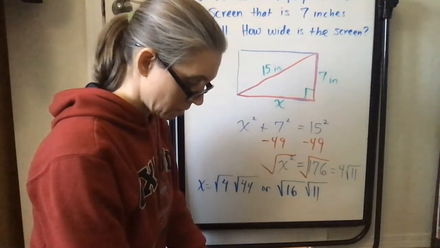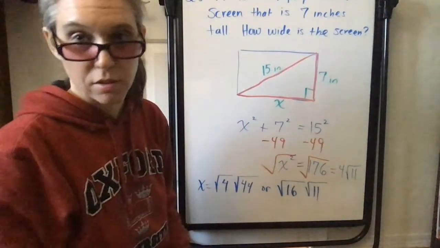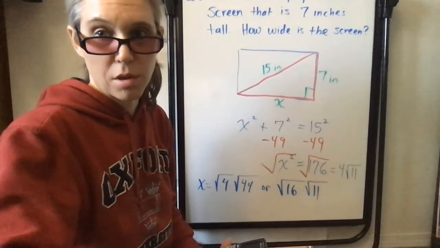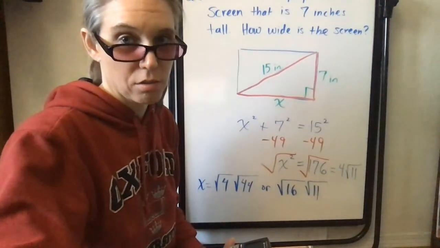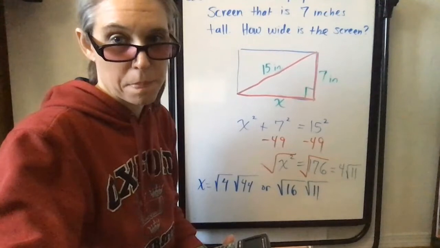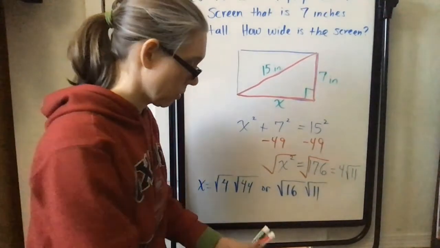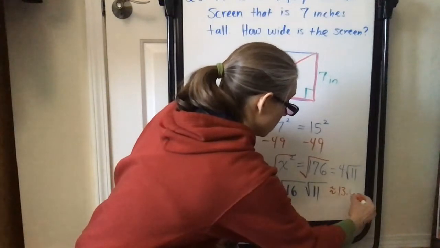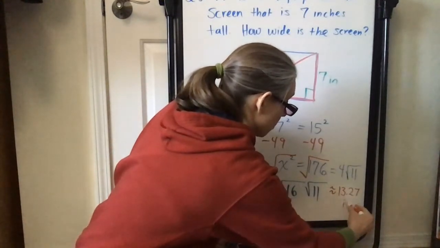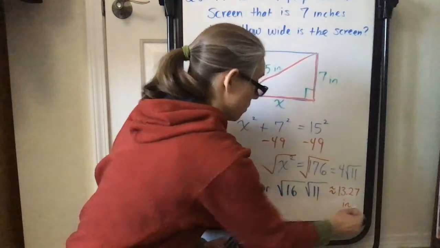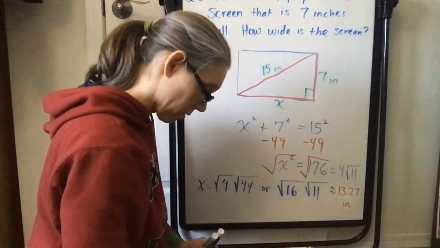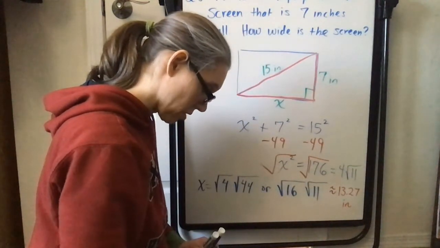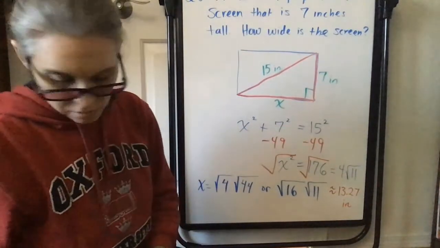13.27. What am I rounding to? In this problem on My Open Math, it says to round to 2 decimal places. So 13.27 inches. And you can also take the square root of 176 and make sure that it's 13.27 inches.